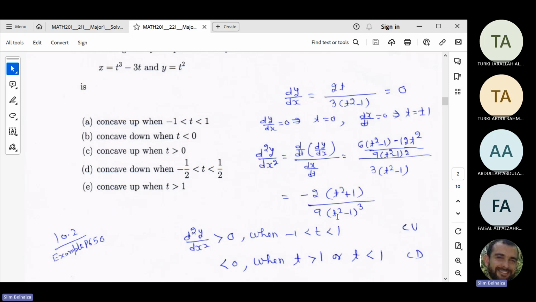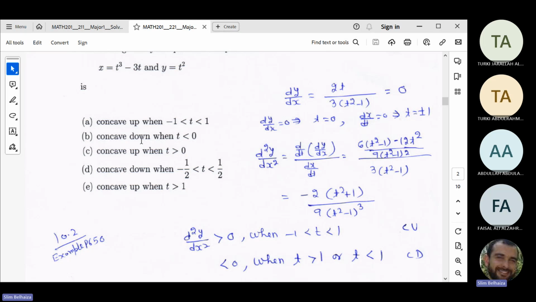To conclude on the sign of the whole second order derivative, we need to know the sign of t squared minus 1. If it's positive, the whole sign is negative because of the negative 2, so the curve is concave down. If it is negative, it's going to be concave up. Between minus 1 and 1, the term t squared minus 1 is negative, so if you raise it to the power of cube, it remains negative. You get negative times negative, so the curve is concave up.